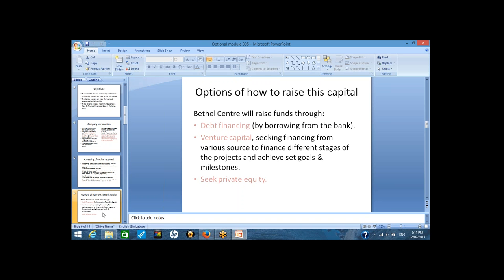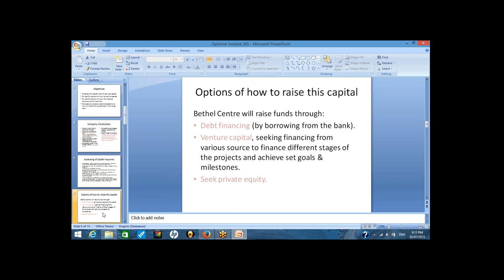I was also looking at the second way of raising capital, through venture capital, where we can have finances from individuals to whom we can sell shares. They give us the capital, and then we invest it in putting up extra structures so that we can increase our occupancy rate.